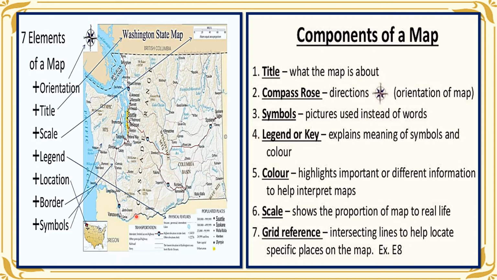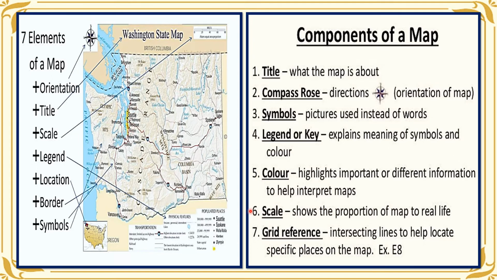So in this map class, these are symbols. Okay, and this one is what you call the legend or key. It explains to us the meaning of symbols. Next, color. Highlights important or different information to help interpret maps. So we can see in here, class, the yellow color.